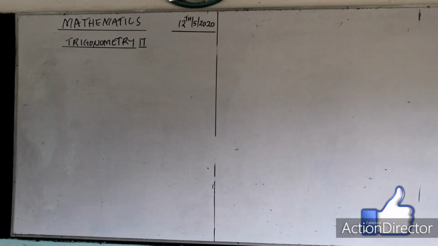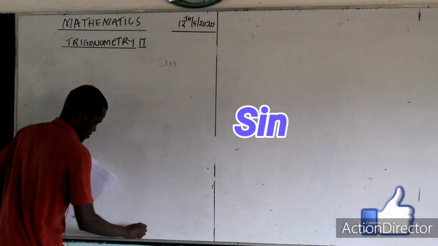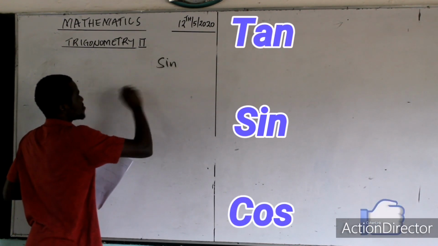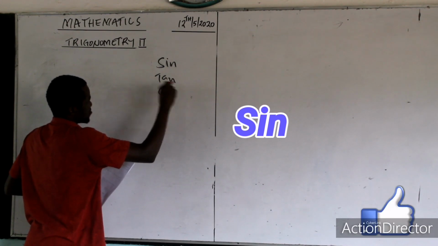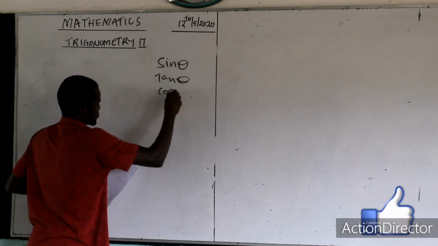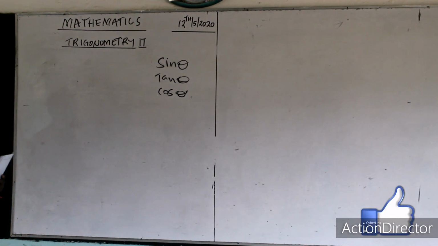So just to begin, we all understand what trigonometry is all about. We are basically concerned with the three ratios, that is sine, tan, that is tangent, and cos. We can say sine theta, tan theta, and cosine theta. So those are the three ratios that we are going to be concerned with.